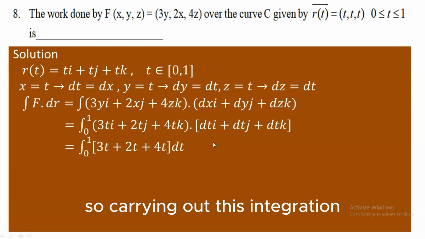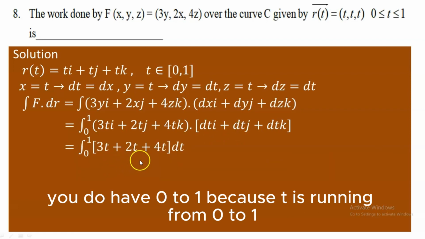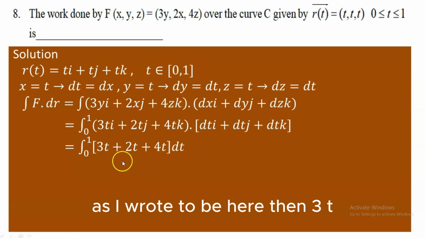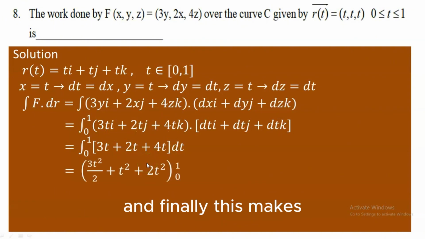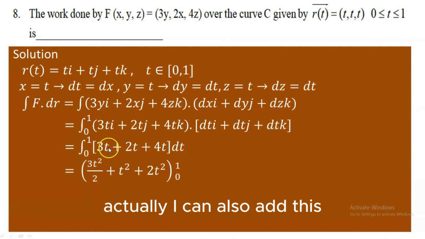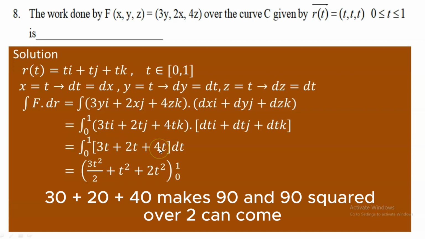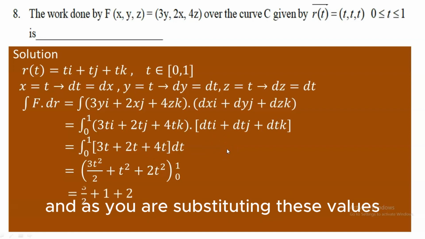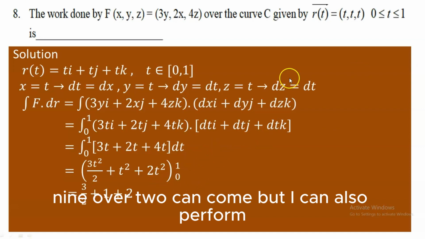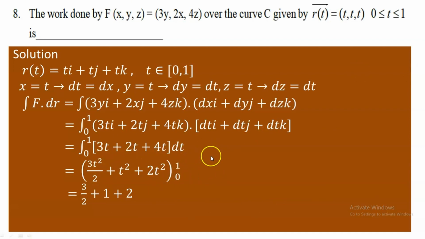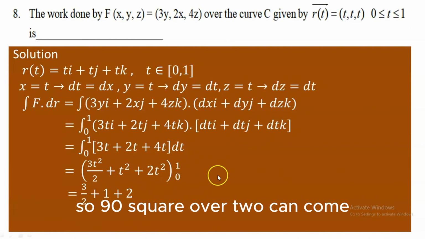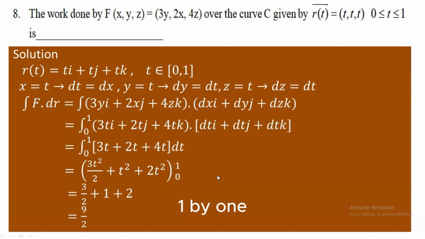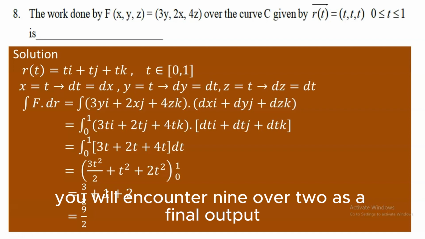So carrying out this integration, you do have 0 to 1 because t is running from 0 to 1, as I wrote over here. Then 3t, 2t plus 4t can come, just applying this dot product. Finally, I can also add this: 3t plus 2t plus 4t makes 9t, and 9t squared over 2 can come. As you are substituting these values, 9 over 2 can come, but I can also perform the integration for each of these. But as I said earlier, this is the integral of 9t. So 9t squared over 2 can come, and as you are substituting 1 and 0 one by one, you will encounter 9 over 2 as a final output.